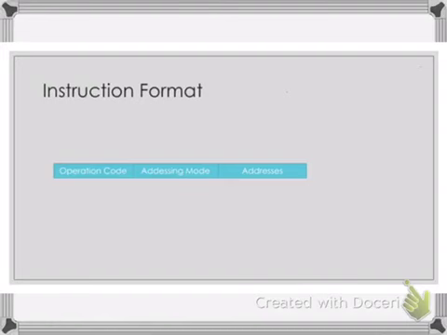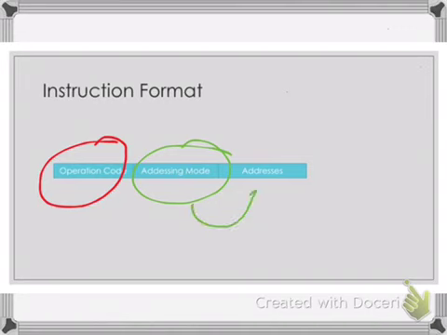Hello everyone. So today we continue with our discussions on instruction format. We have already seen that in an instruction we have three fields. The first is your operation code, which tells you which operation is to be performed. The second is the addressing mode, which tells you how the addresses given in the next field are to be interpreted, whether these are register addresses or memory addresses. And finally, the third field is the address field.